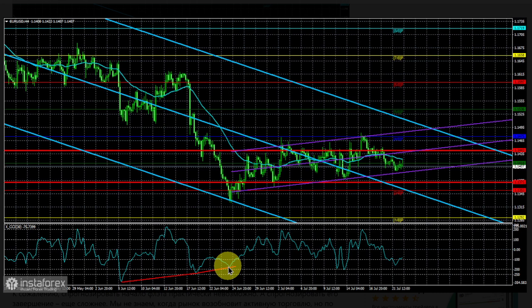When the price is below the moving average line, it's the sign line on the graphic, short positions can be considered with targets at 1.1371 and 1.1353. Above the moving average line, long positions are relevant, with targets of 1.1443 and 1.1475. The market has been in a flat for the fourth consecutive week.